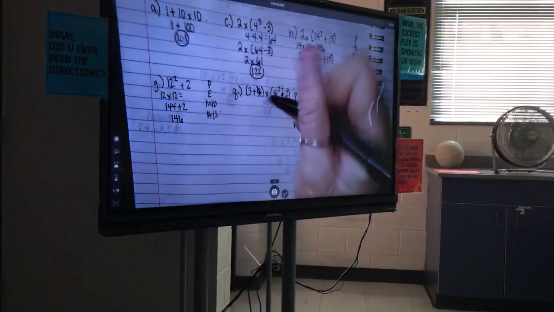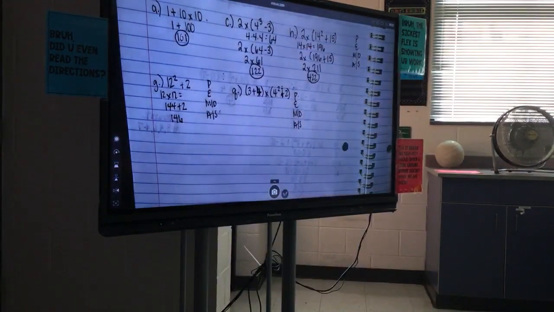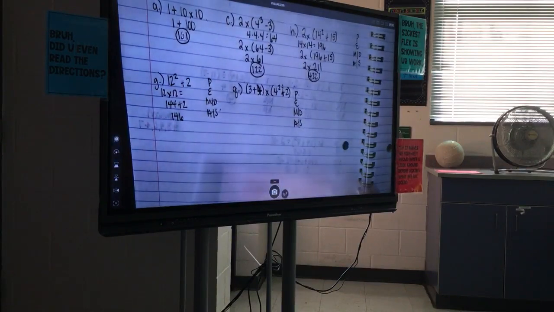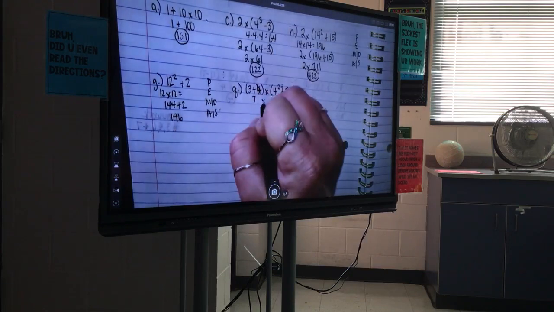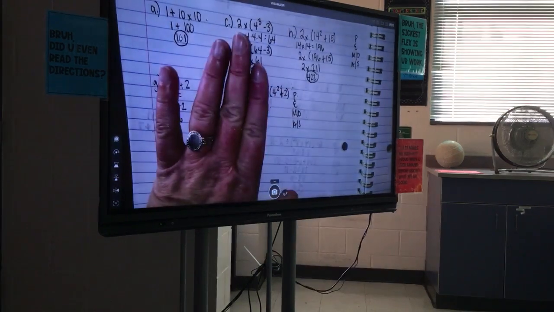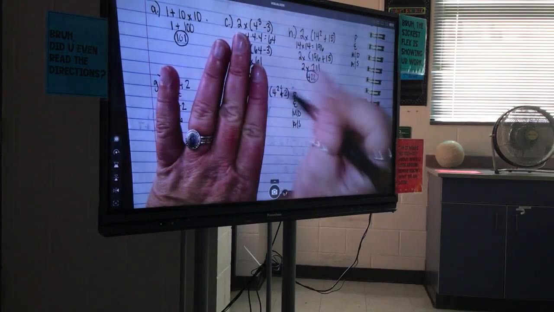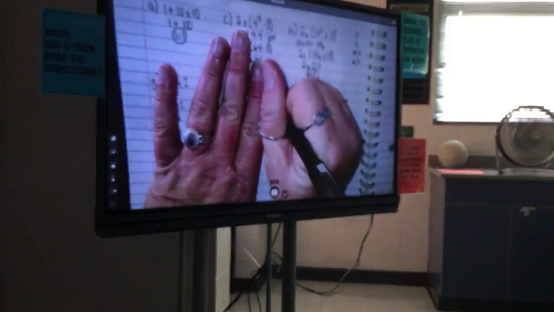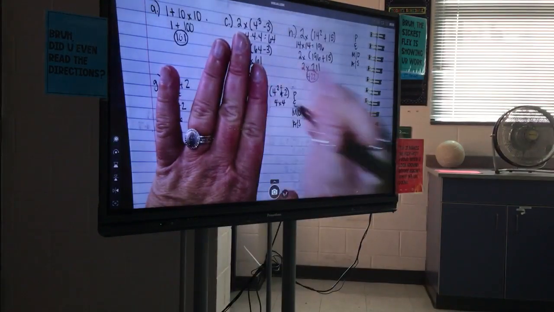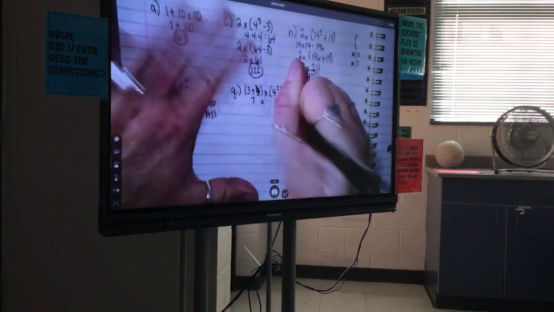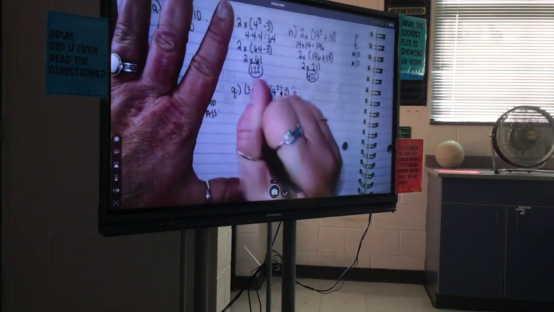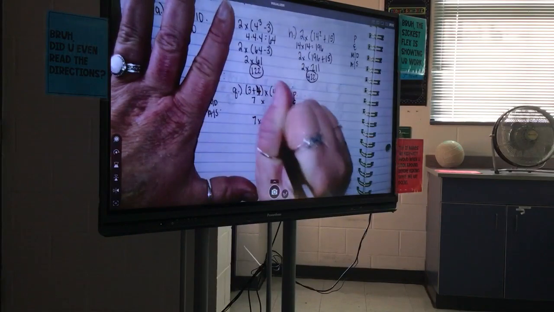All right, so we have 2 sets of parentheses, which means we have to solve both of them first. So I'm going to do 3 plus 4, which gives me 7, times, and then over here, I have to do my exponents before I do my division. 4 times 4 equals what? All right, so 7 times 16 divided by 2.